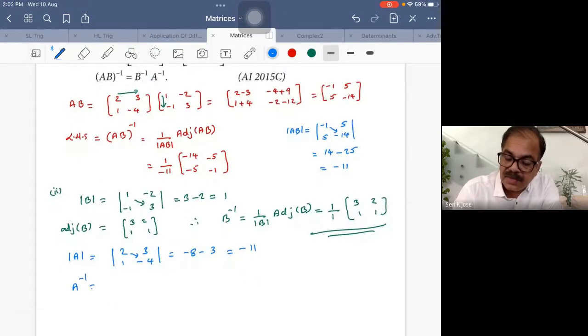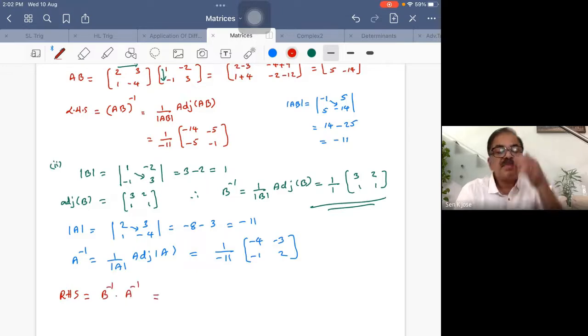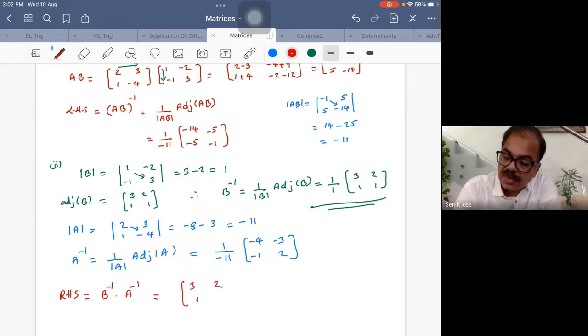So A inverse will be 1 by determinant A into adjoint of A, which is 1 by minus 11 into adjoint of A. Adjoint is interchange the diagonal elements and make the other elements negative. I did it. So now finally I have the RHS, which is B inverse into A inverse. So I will copy my B inverse, which is 3, 2, 1, 1 into A inverse, which is minus 1 by 11 into minus 4, minus 3, minus 1 and 2.